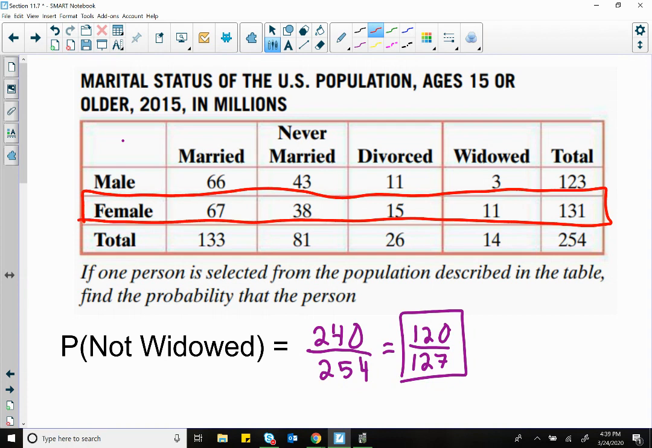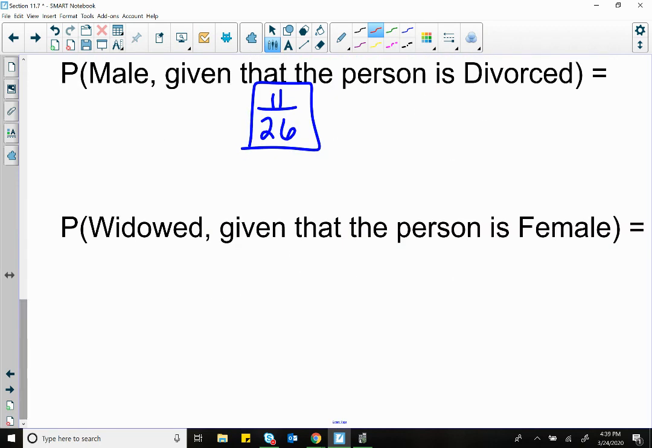Okay, so we want the probability that you are a widow. Well, how many widows are there? 11. Out of how many females total? 131. That's your probability. Okay, 11 out of 131. And you should always check to make sure that these things reduce. Okay, but the past two probabilities did not reduce. And that, my friends, is 11.7.